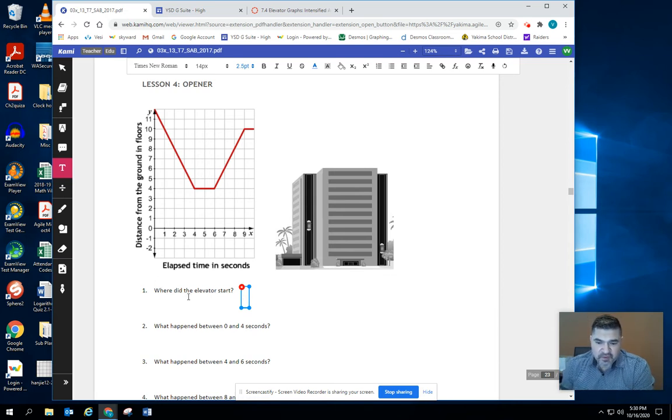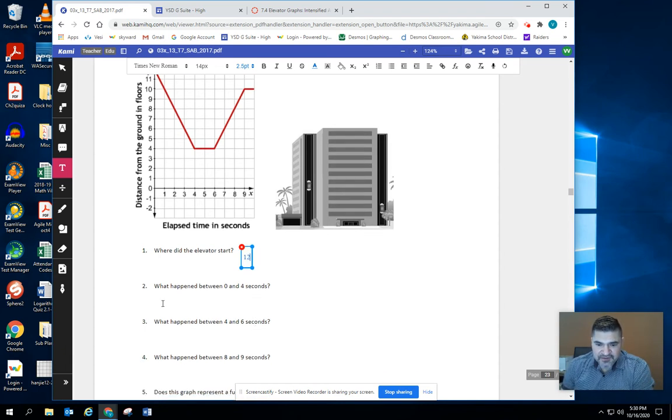It says, where did the elevator start? Well, the start time would be at 0 seconds. So where did we start from? We started from floor 12. So I'm going to go ahead and type in 12. And what's the next question?